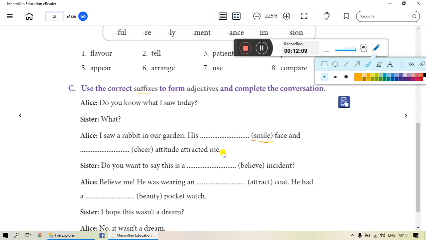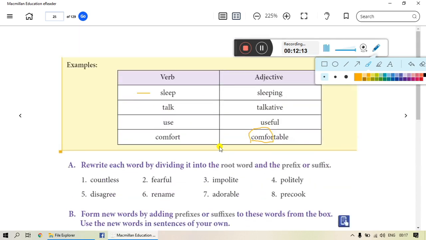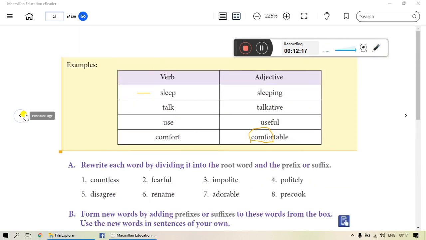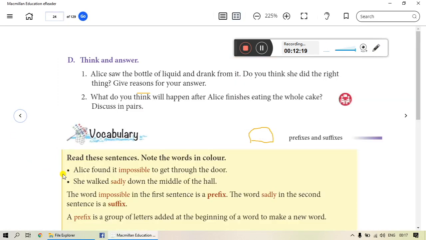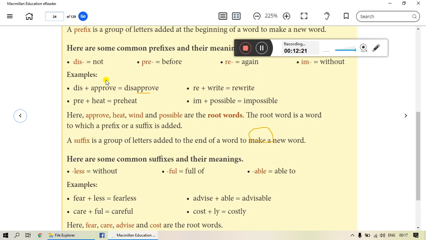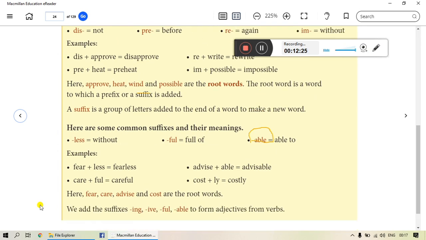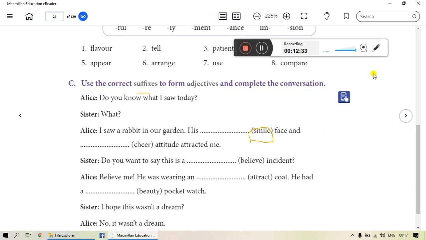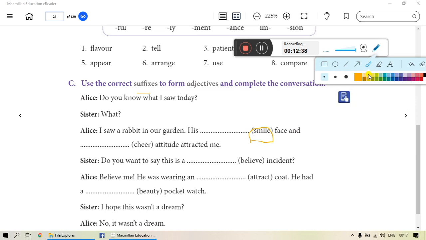Okay students, in case you are very confused and you don't know what to do with this word, go to the previous examples where examples of suffix and prefix were given. You can use things from here like dis, pre, re, im, less, full, able, ing, ive. Use these to convert these words into new words with a suffix.